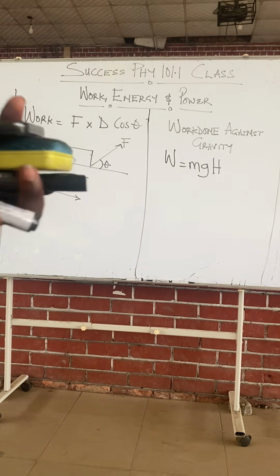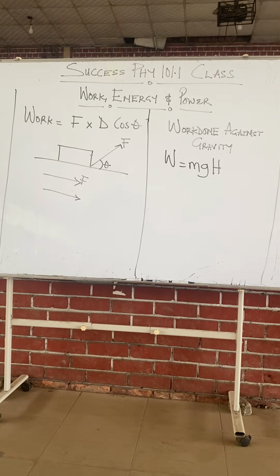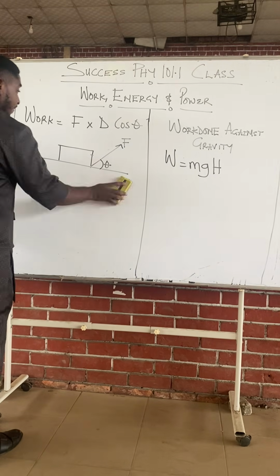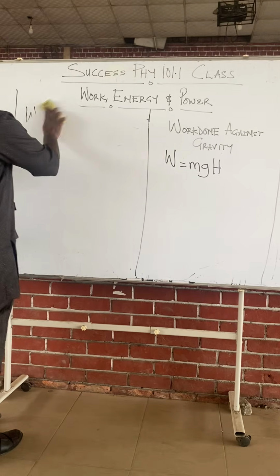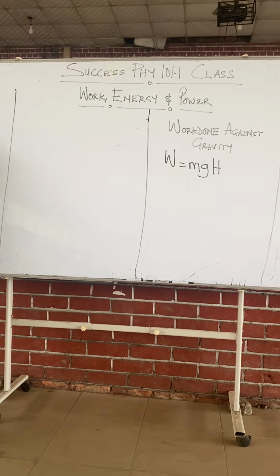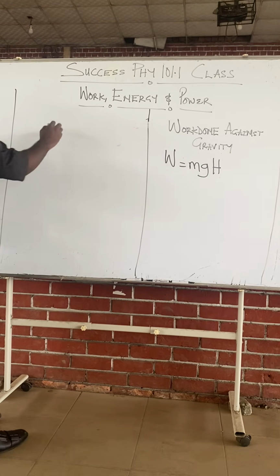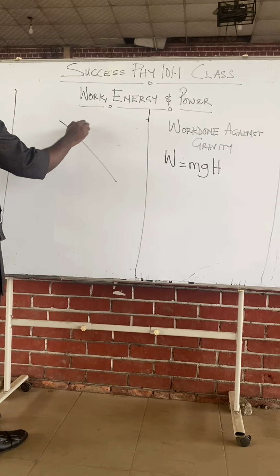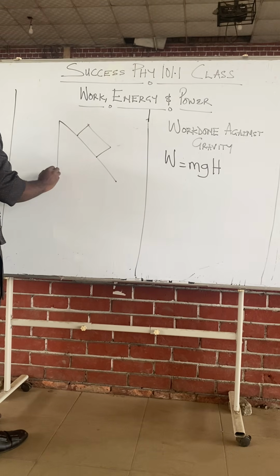And we still have a fourth one. Class, the fourth one we have is work done on a body on an inclined plane. Class, let us have an inclined plane like this, and this is a body on an inclined plane.